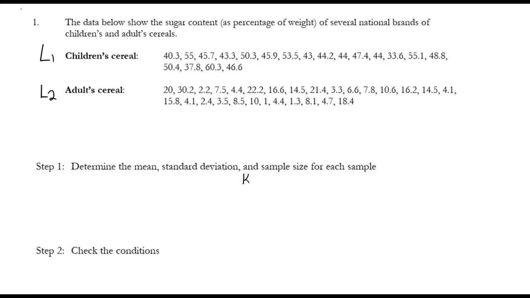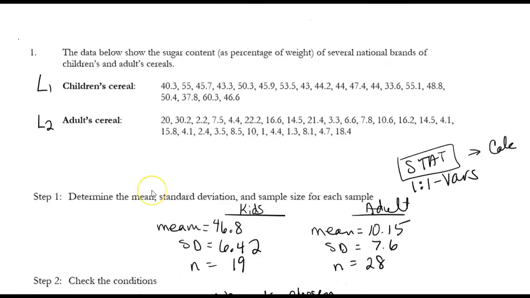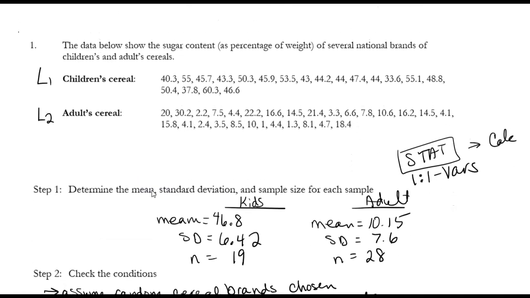So we've got kids cereal, and then we have adult cereal. For each of them, we need the mean, the standard deviation, and the n. Remember, you can find that by using 1-Var Stats. So press stat, go to calc, and then choose number 1, 1-Var Stats. Go ahead and enter those in and see if you can find your mean and standard deviation. Okay, so these should have been the mean and standard deviations that you found, and the sample size.